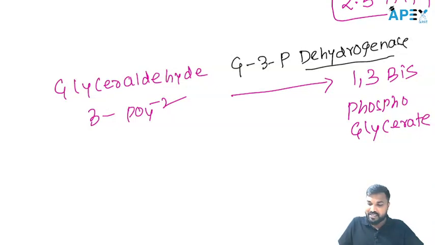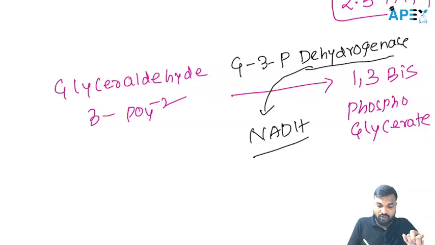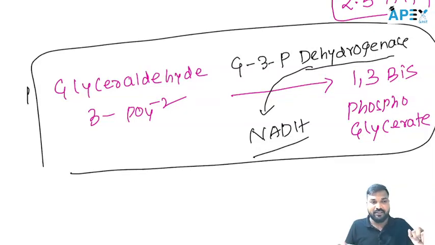Which enzyme is involved here? The dehydrogenase enzyme is involved here. So, what is being produced? NADH is being produced. And this NADH will enter the electron transport chain and produce ATP. So, this is an important step in glycolysis.